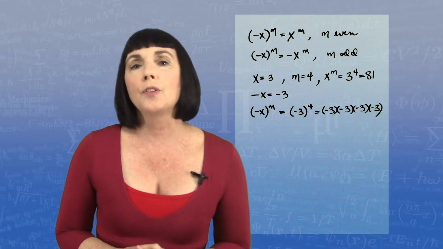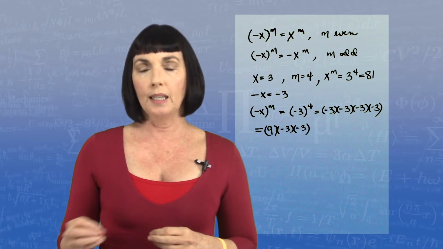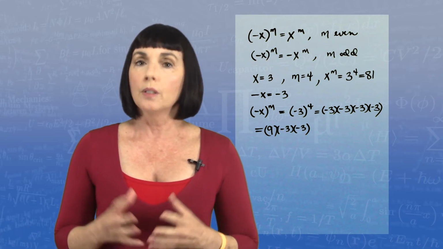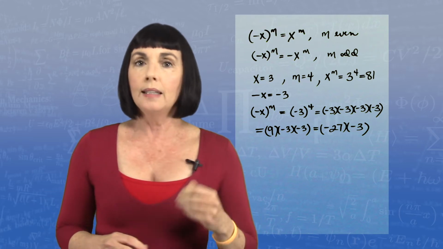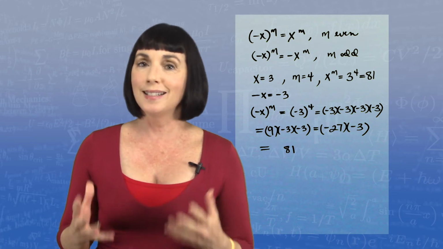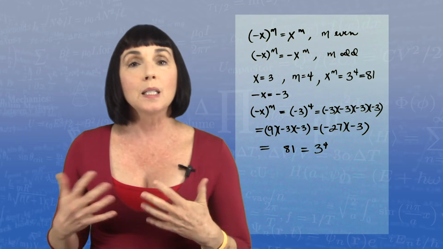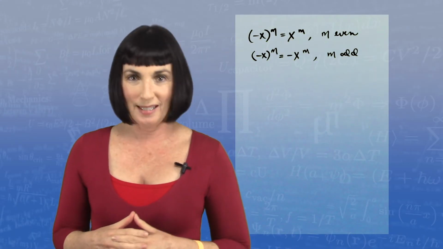Negative 3 times negative 3 is 9. So that leaves me with 9 times negative 3 times negative 3. 9 times negative 3 is negative 27. So that leaves me with negative 27 times negative 3. And negative 27 times negative 3 is positive 81, which is equal to 3 to the power of 4. And that's what we would expect to get based on our rule. Okay, let's do another example.